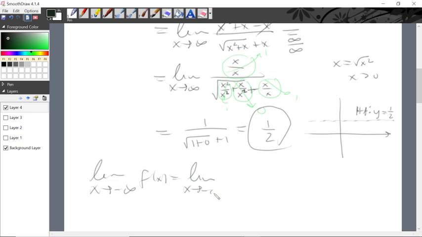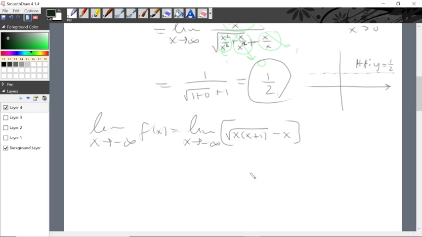So we have the limit as x goes to negative infinity of the square root of x squared plus x, which is x times x plus 1, and then minus x. Let's take a look at this. Now, x is going to negative infinity, but also notice x plus 1 is going to negative infinity as well. And negative infinity times negative infinity would be positive infinity, and the square root of that would also be just positive infinity.